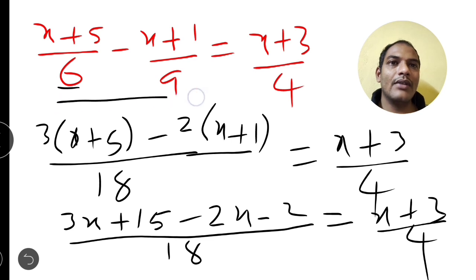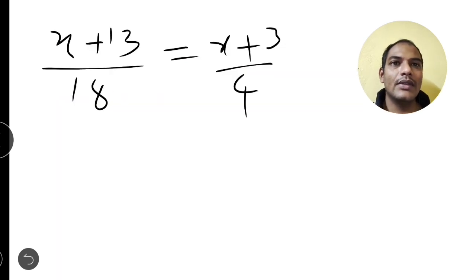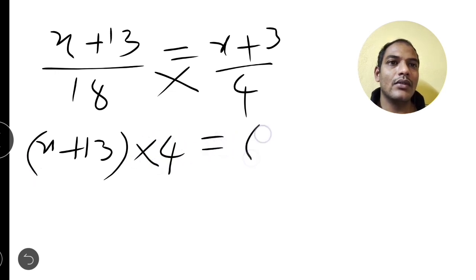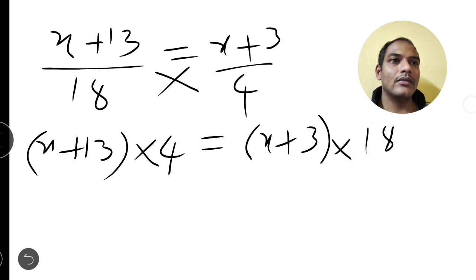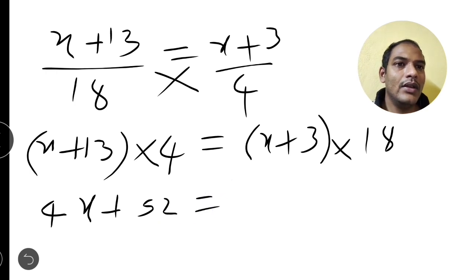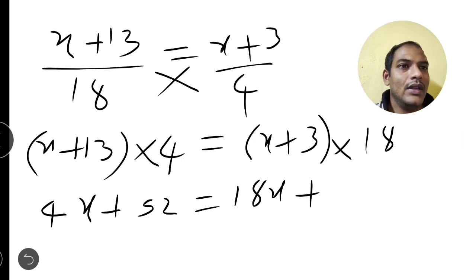See, at the beginning we had two fractions, now it became a single fraction. So now we can do the cross multiplication. So x plus 13 into 4 equals x plus 3 into 18. So now 4 into x is 4x plus 13 4s are 52. 18 into x is 18x plus 3 into 18 is 54.